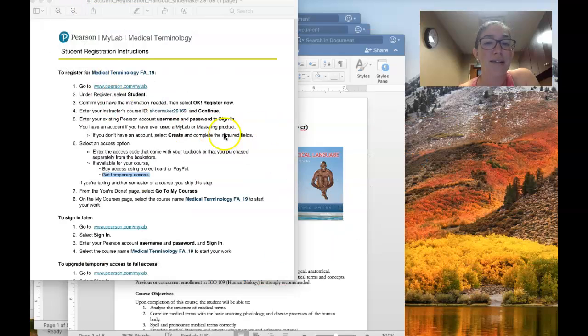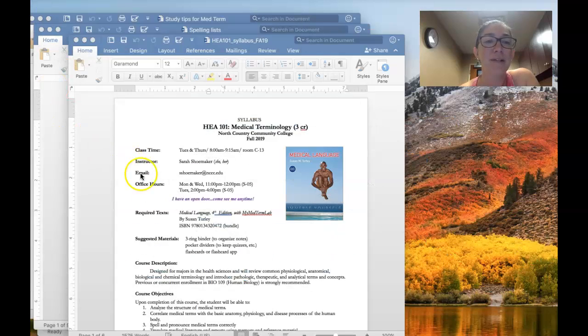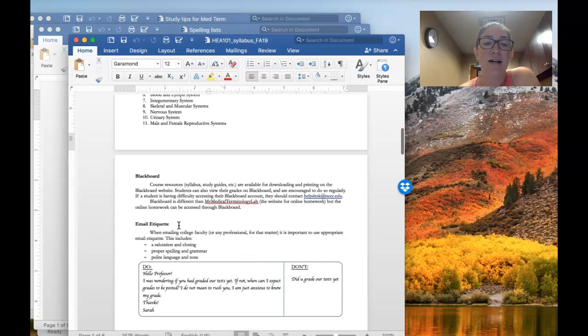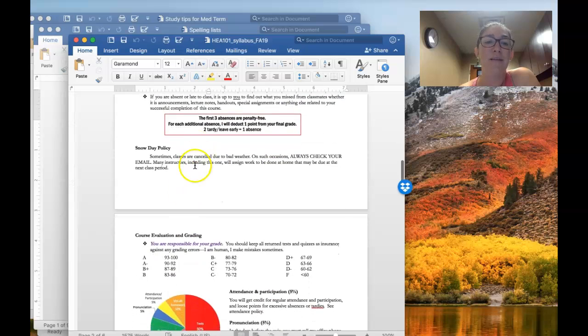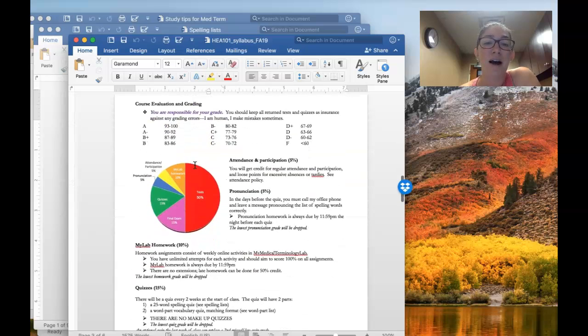So if we get back to the syllabus, close out some stuff. All right, let's skip over. I'll come back to that section in a minute. Course evaluation and grading. So there's several components of the grading process in the class. Tests are 50% of the grade, so there's still a big chunk, but there's also a whole bunch of other stuff that helps to buffer your grade.